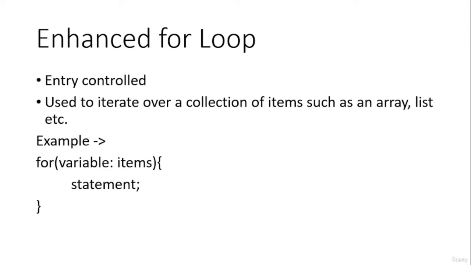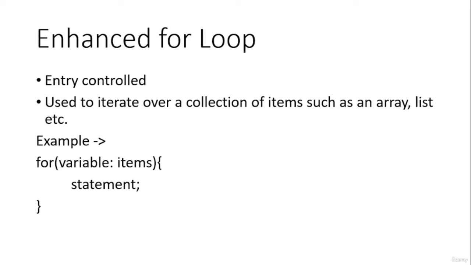Now let us discuss the enhanced for loop. The enhanced for loop was introduced later into Java, and it is used to iterate over collections, lists, arrays and other data structures. It has a syntax like the for loop: a variable has to be declared, then a colon, and then you mention the name of the list or the array, and in the statement you write what you want to execute over a number of times. The enhanced for loop is much more compact. It is used mainly to iterate over collections and lists.